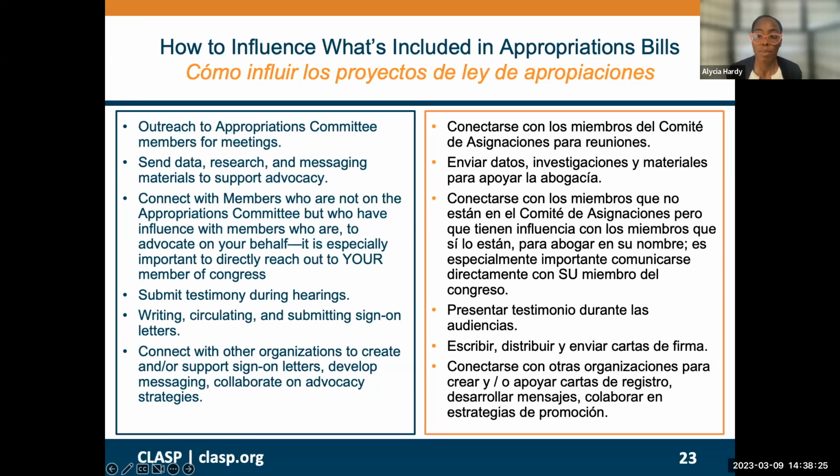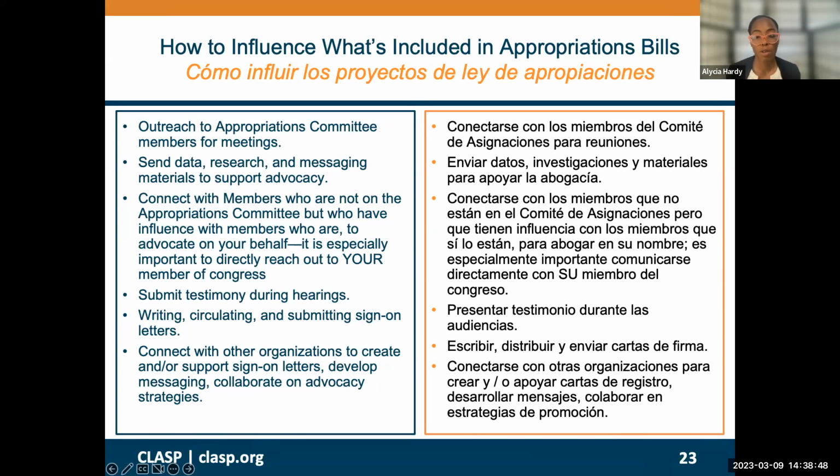It is especially important to reach directly out to your member of Congress. Congressional constituents have a lot of sway and weight with their members of Congress to influence what they are advocating for in terms of the federal budget. And they can also pass that commitment and advocacy on to members of the Appropriations Committee and subcommittees.